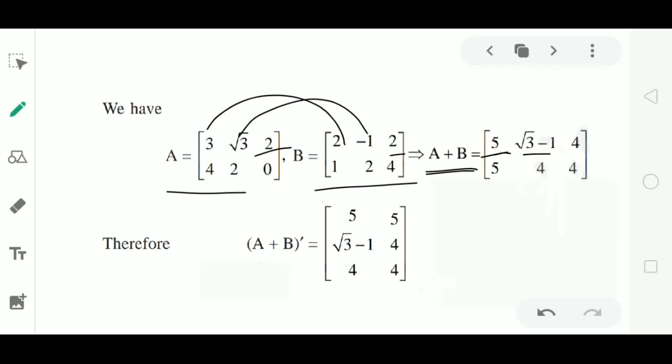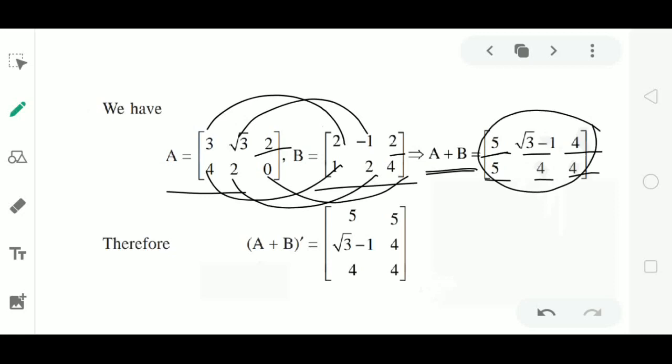2 plus 2 is 4. 4 plus 1 is 5. 2 plus 2 is 4. 0 plus 4 is 4. This is the matrix A plus B, and it is of order 2 by 3.